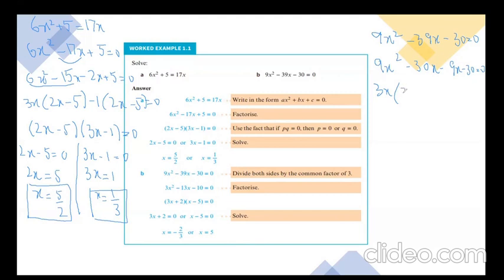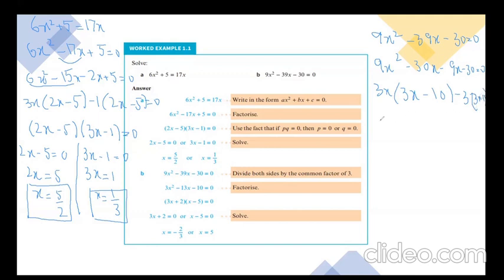That must be 3x minus 10. So from this equation also, minus 3, only 3. So it must be x or 3x minus 10.